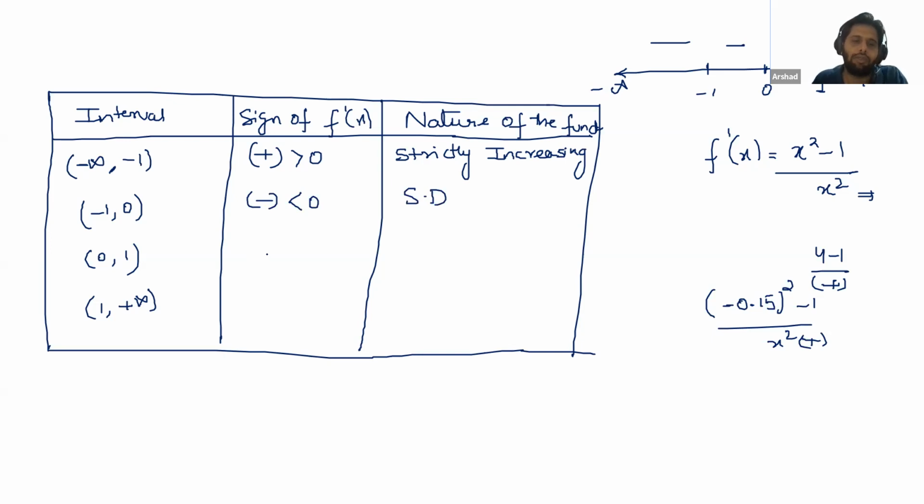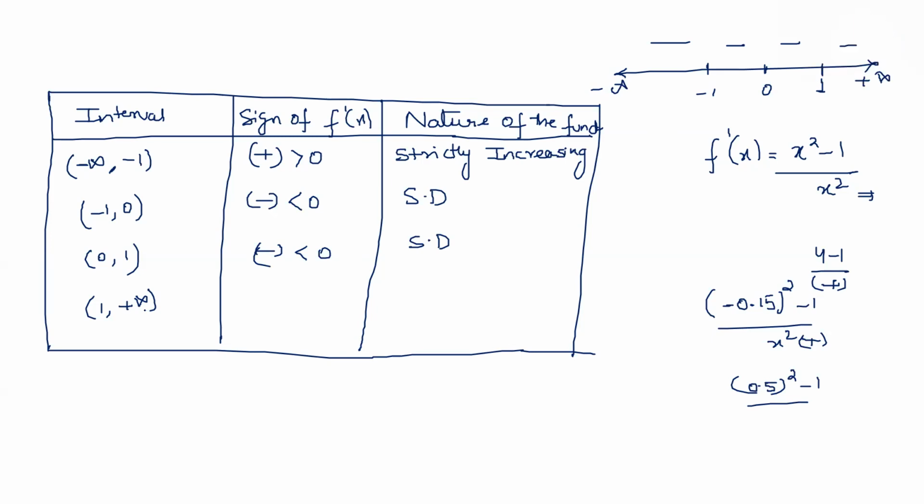Next, 0 to 1, any point between 0 and 1? 0.5, very good. So 0.5 square minus 1 is again less than 1, so this is negative, less than 0, strictly decreasing. Then 1 to infinity, take any point, for example 2. So 4 minus 1 will be positive, greater than 0, so this is strictly increasing.